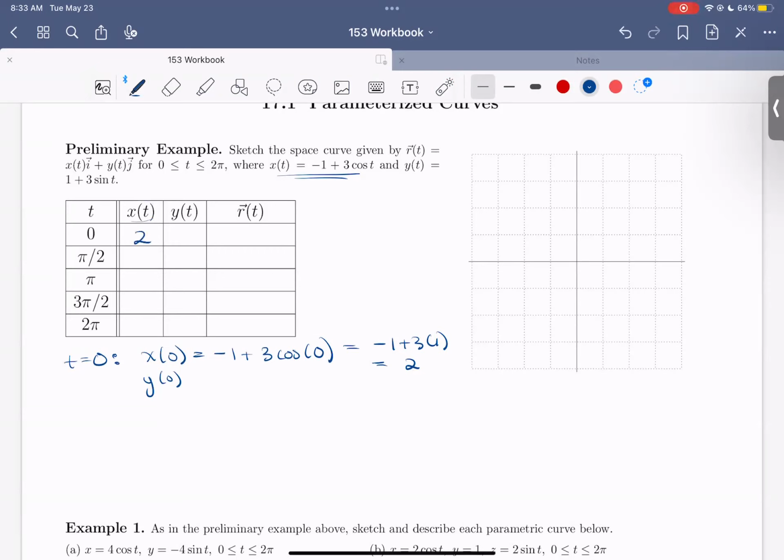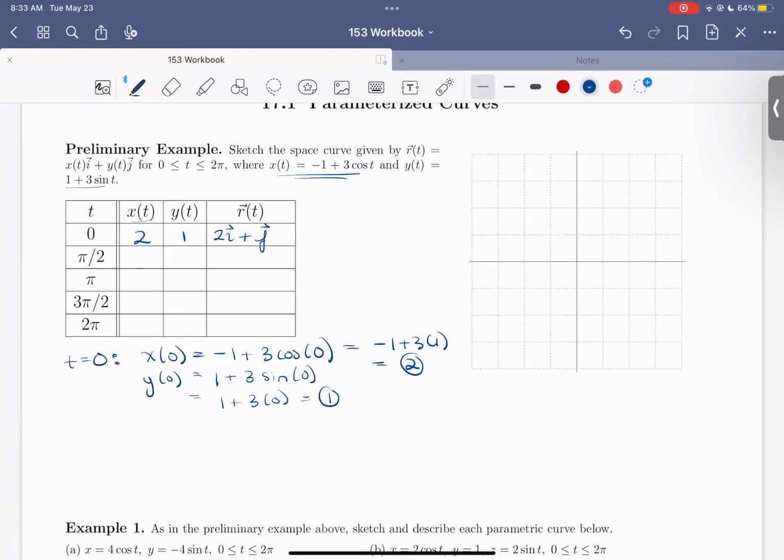Now we can do this with y of 0. I'm going to follow the rule for y. So y is 1 plus 3 sine of 0. Sine of 0 is just 0, so 1 plus 3 times 0 is just 1. So I can fill in 1 for y of t. That means the output, the vector r of t, looks like 2i, 2 in the i direction, plus j.